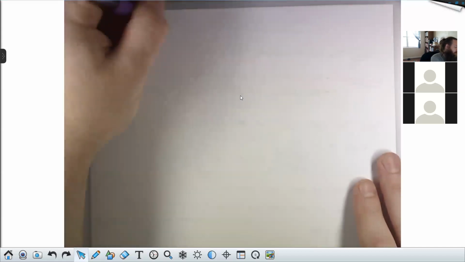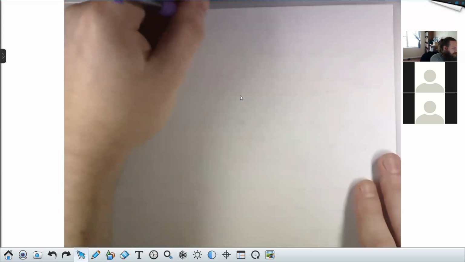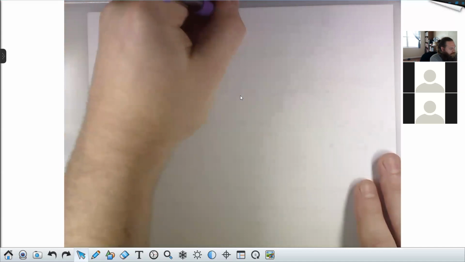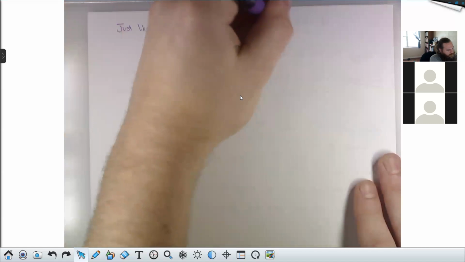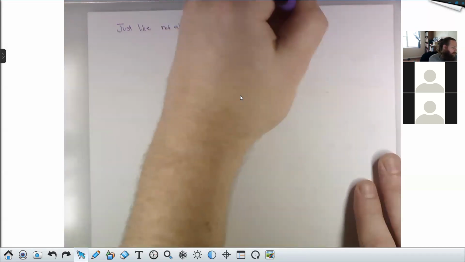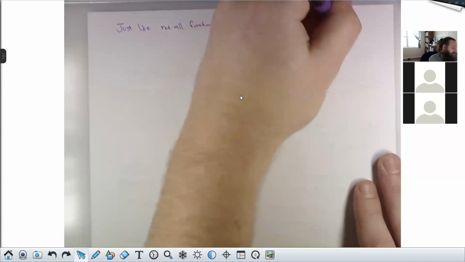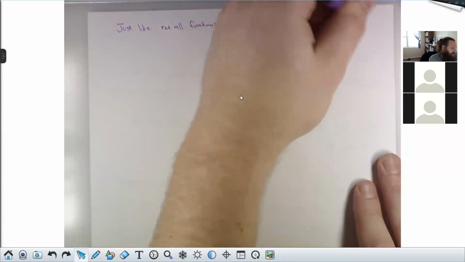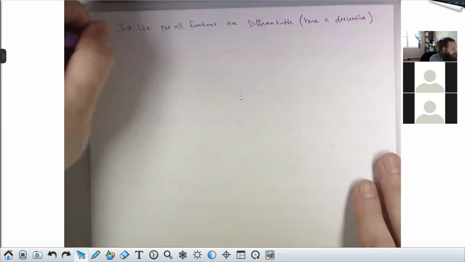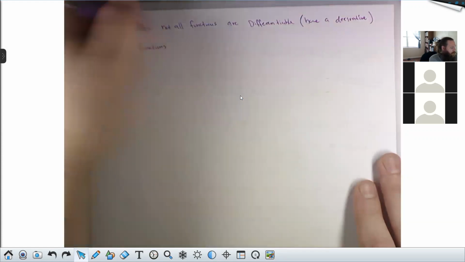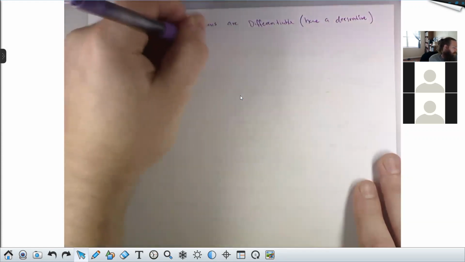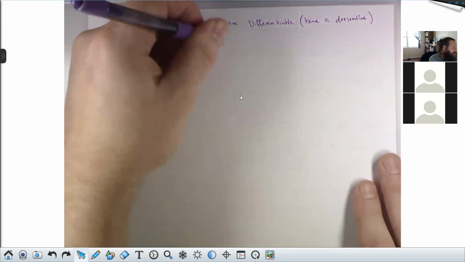Just like not all functions are differentiable, meaning have a derivative, not all functions are integrable. Have an integral.